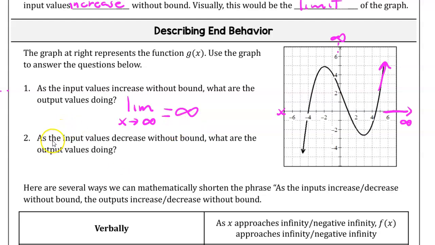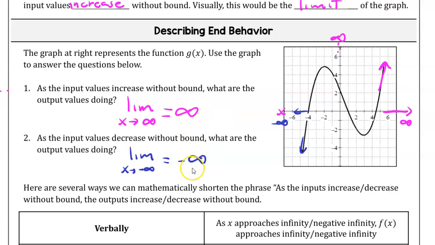Same thing here. As the input values decrease, as we get closer and closer over here to negative infinity, as the limit as x approaches negative infinity, what's happening to the y values? The y values are going to go infinitely down forever. So the y values go to negative infinity. So we have the x down here; this is the right or left side, so we're looking at this. This will tell us, are we going to the right forever or to the left forever? And these tell us what the y values are, what direction the graph is going.